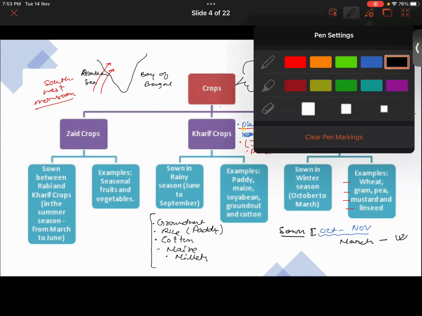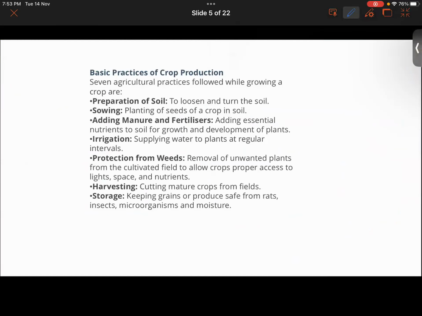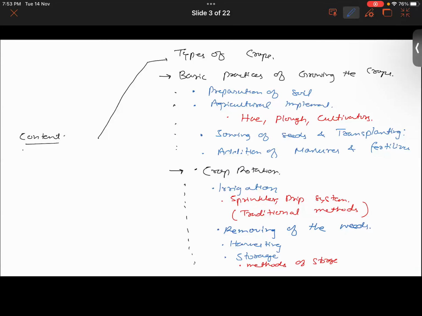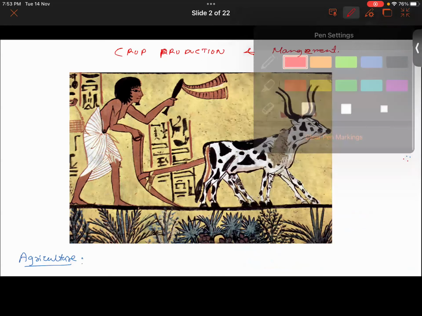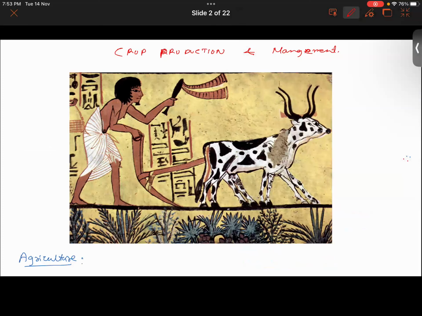Actually, there's a very simple word, agriculture. How do we define this word agriculture, by the way? Sir, the practice of sowing crops like fruits and vegetables is called agriculture. Good. So basically the practice or growing of the plants or crops in the fields for obtaining different types of foods, like it could be wheat, rice, vegetables, or fruits, that is simply called as agriculture.